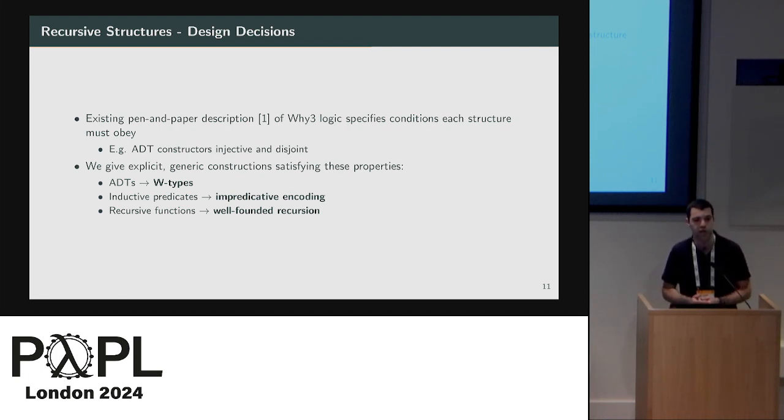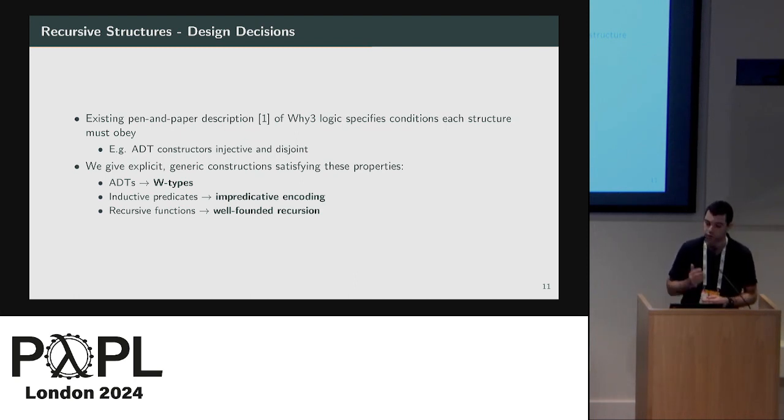So for instance, we might say for the interpretation of an algebraic data type, it has to be the case that the constructors are injective and disjoint and so on. And we want to go further than that. We give explicit constructions of these different objects that satisfy these properties. And to do this, we draw on a wide variety of ideas from classic PL theory.